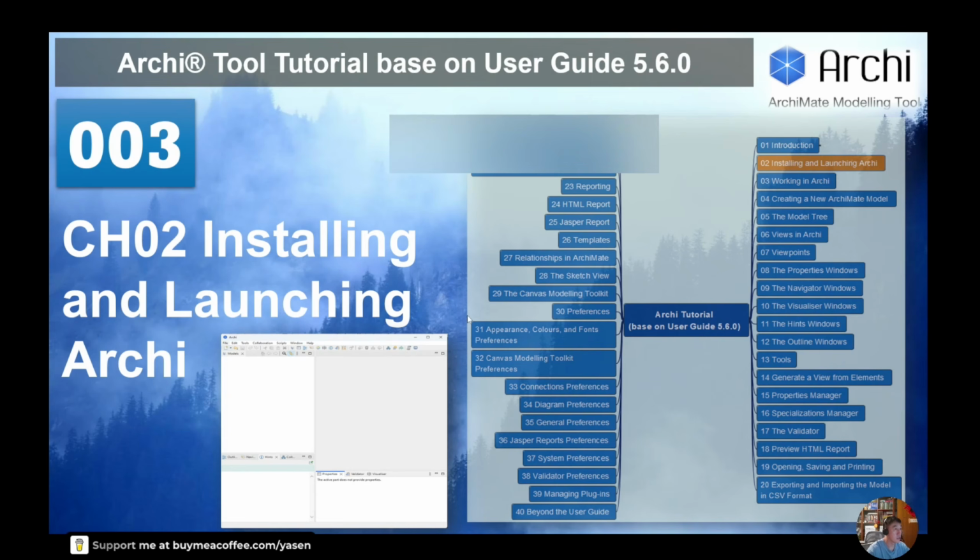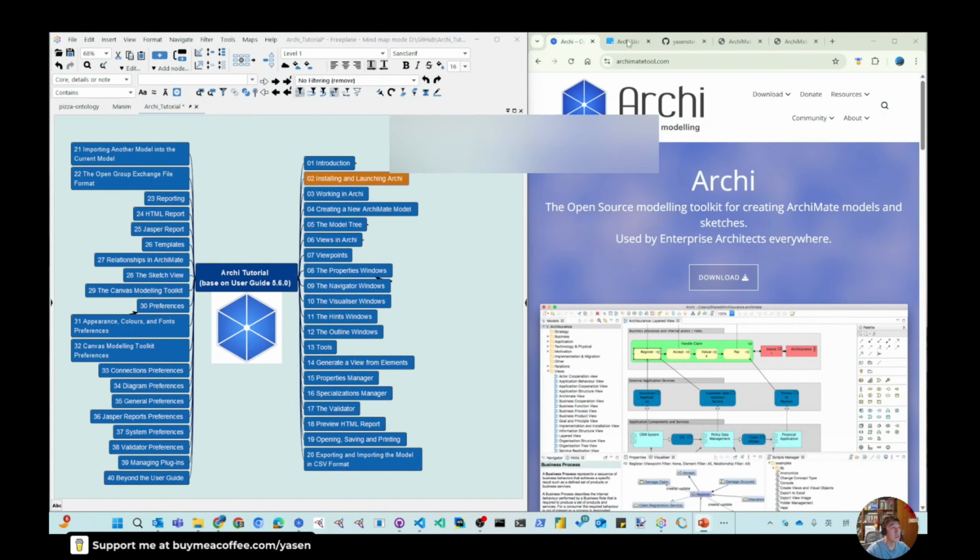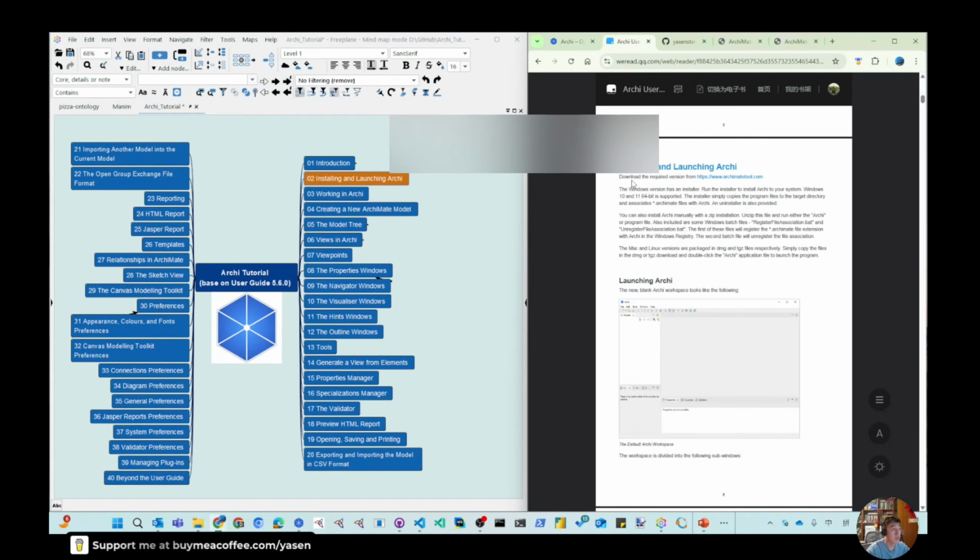Installing and launching Archi. This is the one which I have highlighted within our mind map. This is the Archi blank user interface after we installed. So let's go to the user guide. For installing, download the required version from here.